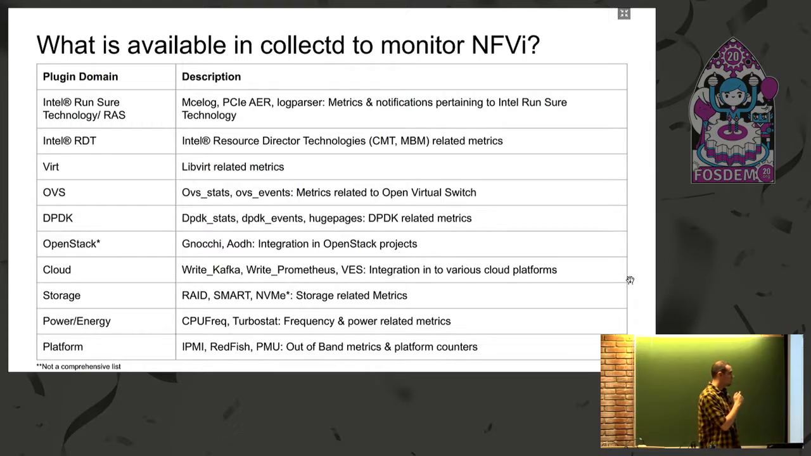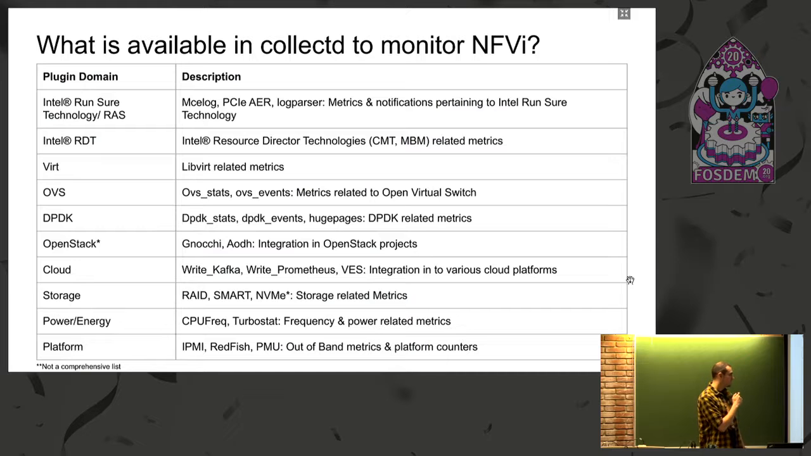There are plugins like MCE log, PCIe errors, or log parser that are able to provide you specific counters about, for example, memory errors that are happening on your DIMMs, through RAS features, which are basically features built for reliability, availability, and serviceability, helping your platform to serve you longer, even if there are any failures occurring. The Intel Resource Director Technology allows you to monitor per process ID or per core your cache utilization of the last level cache or memory bandwidth.